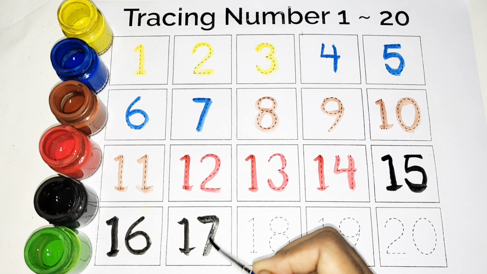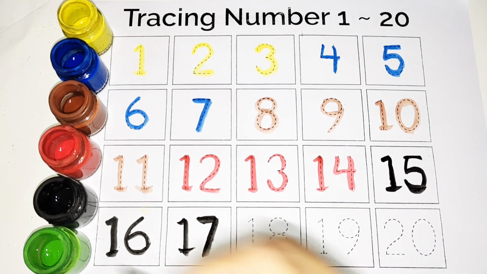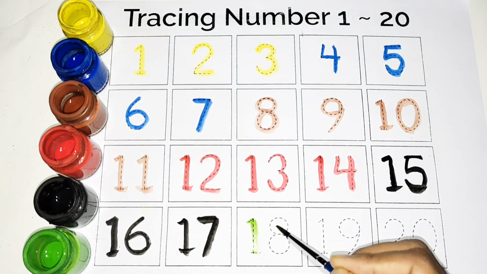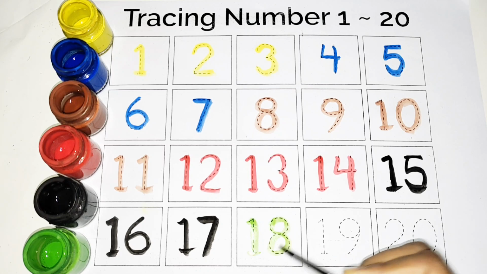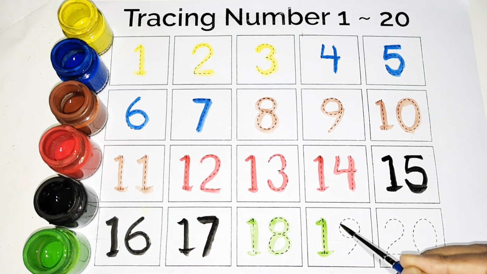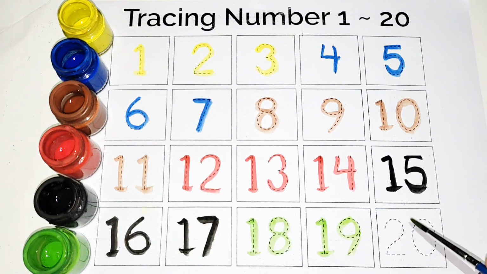The number 17. Now we use green color and draw 18. Green color. The number 18. The next one is 19. Kids, the last one is 20. Now we draw the number 20. T-W-E-N-T-Y, 20. Today we draw numbers 1 to 20.